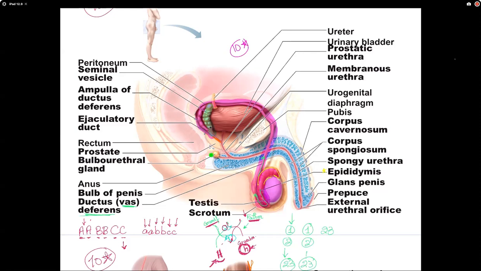Its secretion is not part of the ejaculation here, Cooper's gland or bulbourethral gland. The secretion precedes the ejaculation, and it's going to be neutralizing the urine, any remaining urine droplets in the urethra, and it's going to be lubricating the glands of the penis to facilitate the intercourse.